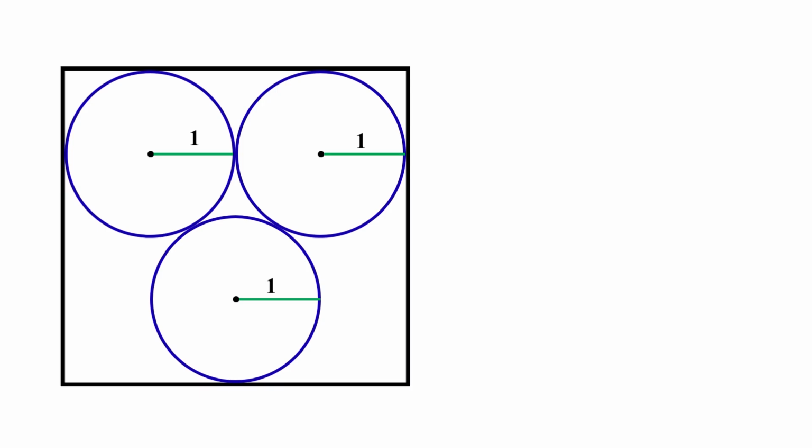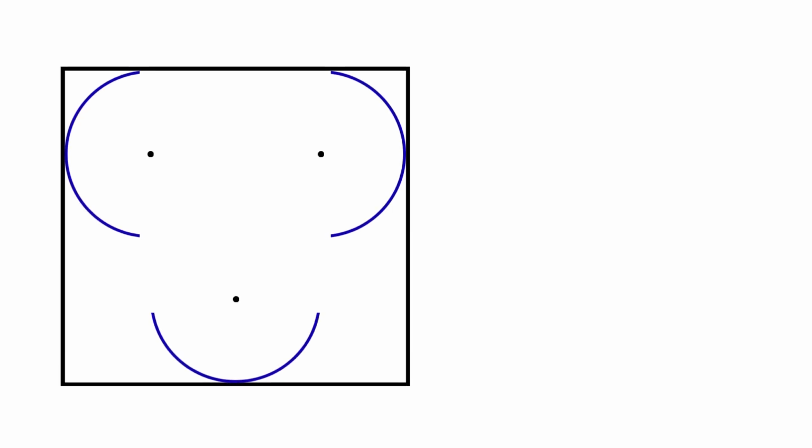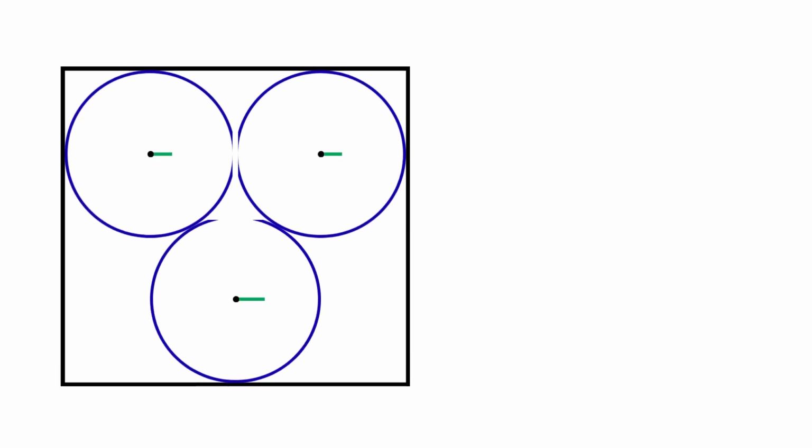Okay, let's understand the problem carefully again. We have this rectangle, and inside the rectangle there are three identical circles, whose radius is 1 unit each. These circles touch each other as well as the edges of the rectangle. Okay, let's start to find the area of the rectangle.